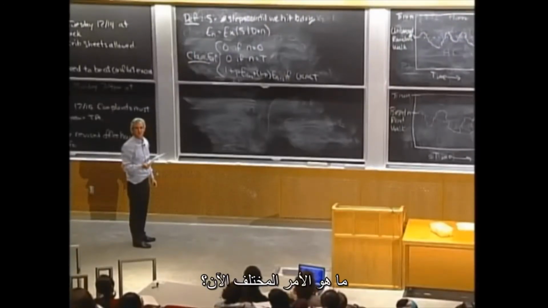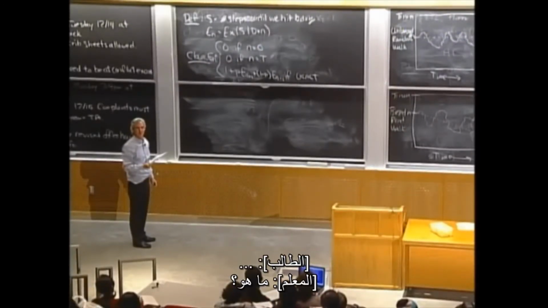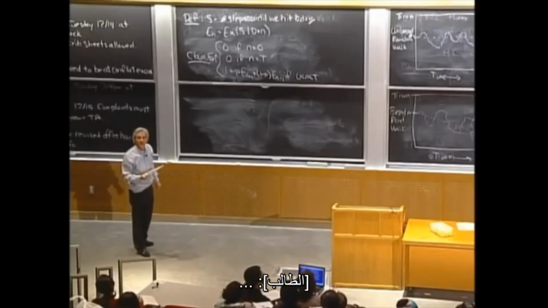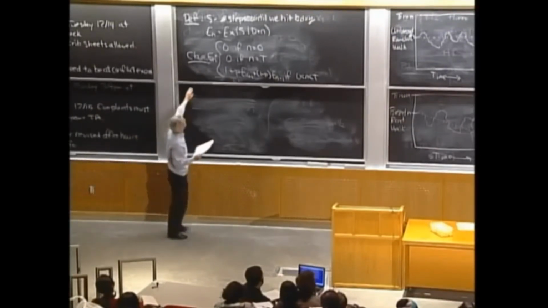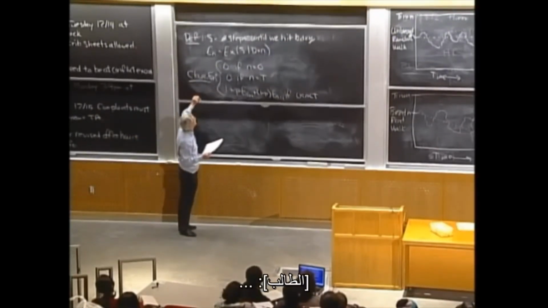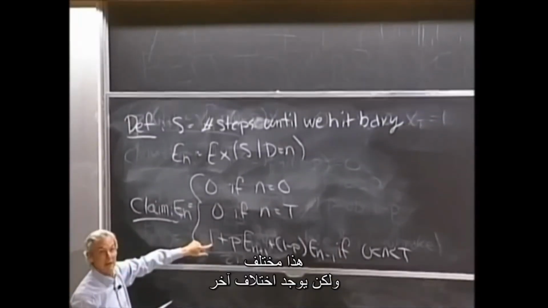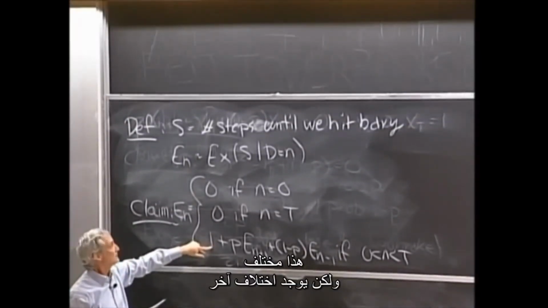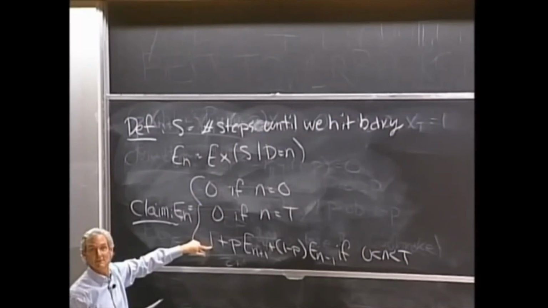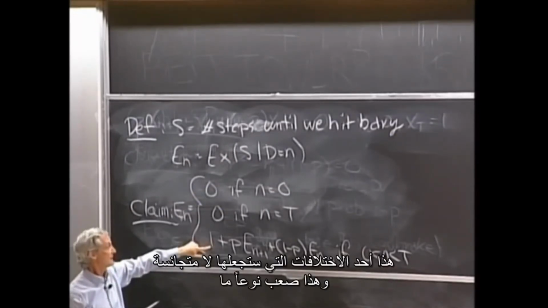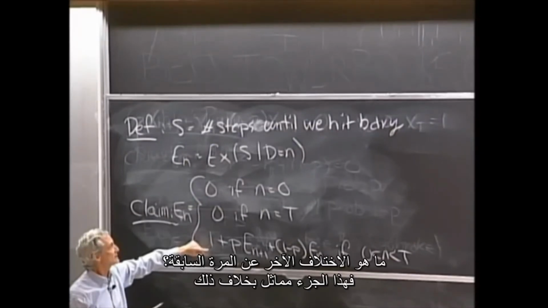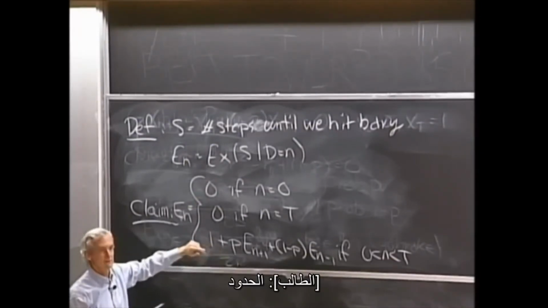What's the one thing that's different now? What is it? So it's not homogeneous anymore. That's different. There's another difference. That's one difference. That's going to make it inhomogeneous. That's sort of a pain. What's the other difference from last time? This part's the same otherwise.